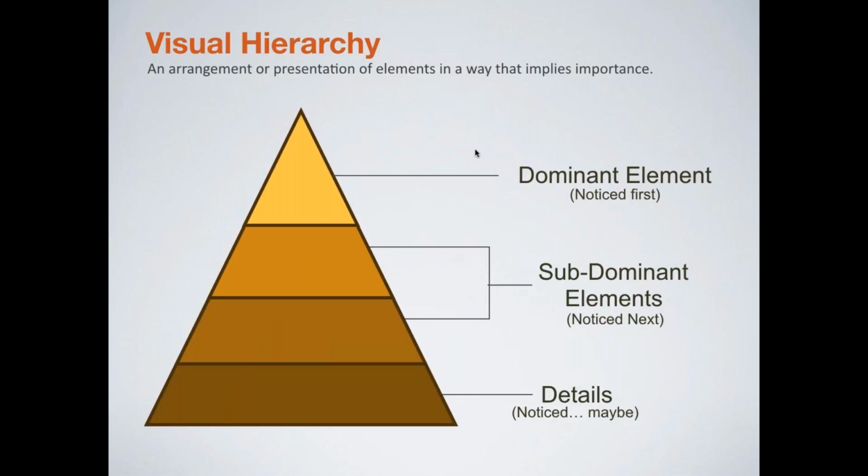What is most prominent in a design? That will be the top of the hierarchy. And then what are the kind of subdominant elements? What catches your attention next? And then what are just the small details that are there but not really vital to communicating the message?